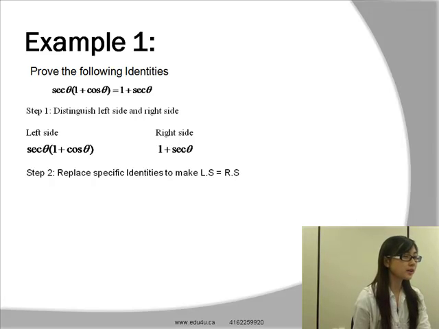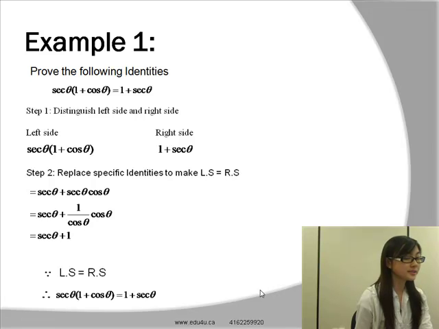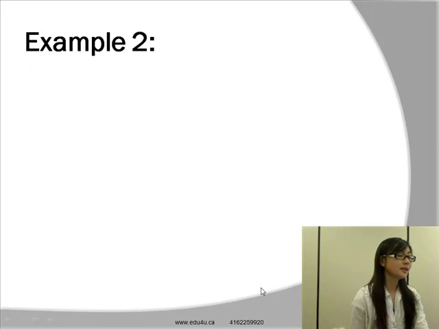Next, what we have to do is make sure the left side equals the right side. We want to start out with the more complicated looking side. In this case, the left side seems a little bit more complicated than the right side, so we'll start working with the left side first. We start by expanding: secant theta plus secant theta times cosine theta. As mentioned before, secant equals 1 over cosine, so these two cancel out. So we're left with secant theta plus 1, and that's what we wanted because that's equal to the right side. Since left side equals the right side, therefore the identity is true.